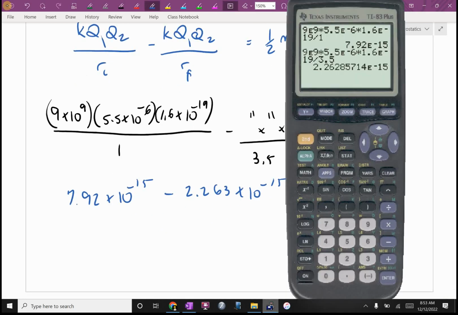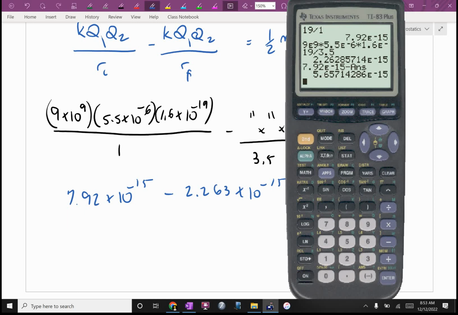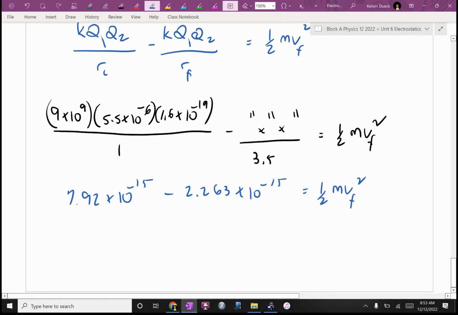Let's combine this as one number. 7.92, scientific notation button, negative 15, minus, answer button. On the left, I get 5.657 times 10 to negative 15. 5.657 times 10 to the negative 15. That equals a half m v final squared. Now what?